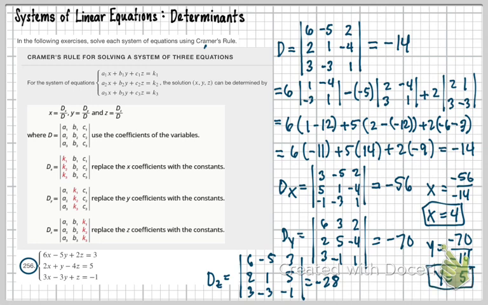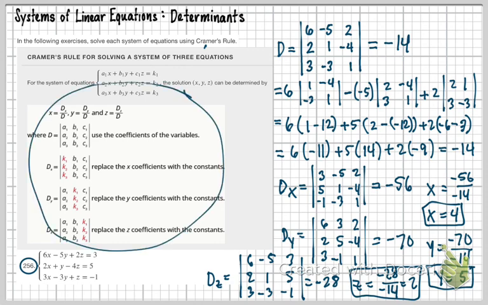And then for my z here, my z is going to equal my dz, which is -28, over -14, which equals 2, because I ran out of room here. So there's my z. My z equals 2. So there's the answer for this one here, and essentially just go through the process using this algorithm here to find the solution to the system of equations.